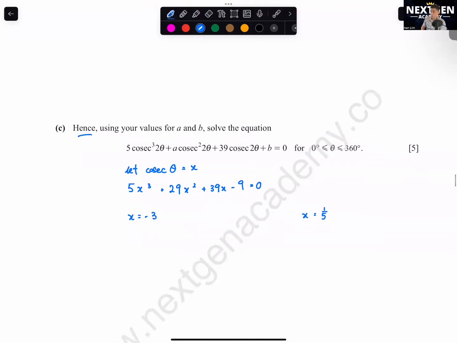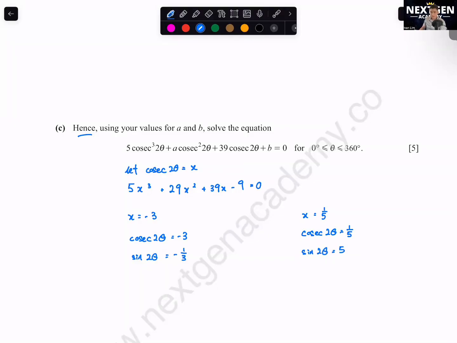Convert it back to cosecant. It's cosecant 2 theta, not cosecant theta. Cosec 2 theta equals -3. Cosec 2 theta equals 1/5. Cosec is inverse sine, so I will inverse this side here. Sine 2 theta equals -1/3, and this side sine 2 theta equals 5.